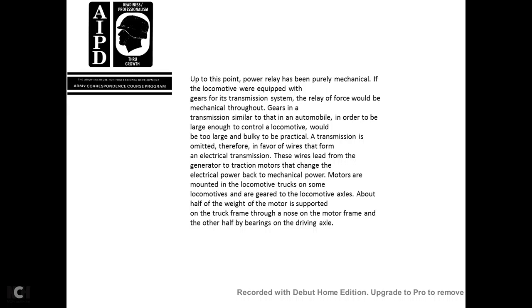If the locomotive were equipped with a gear transmission, the power would be transmitted mechanically through gears, similar to an automobile. But to control a locomotive, such a transmission would be too large and bulky to be practical, so it is omitted in favor of wires, the electrical form of transmission. These wires lead from the generator to the traction motors, which change electrical power back to mechanical power.